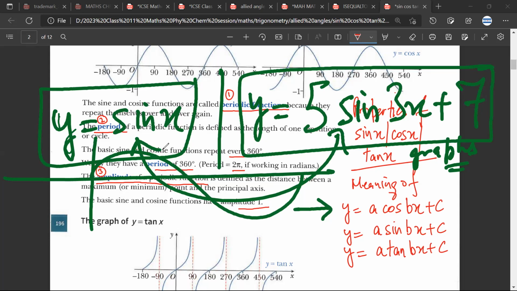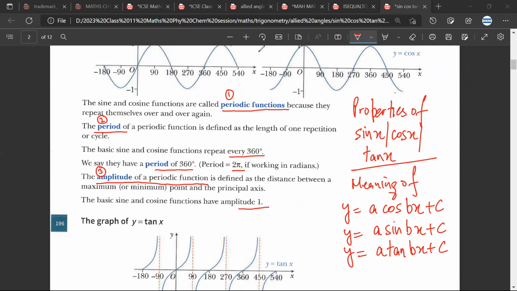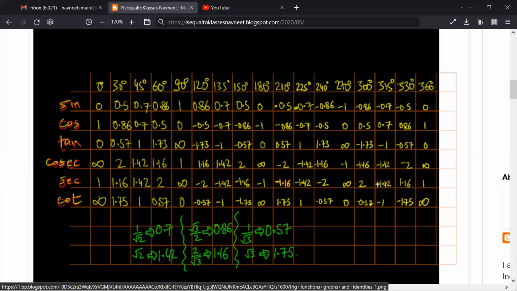Have you understood the scope of this lecture? Okay. So we'll just start from absolute basics.